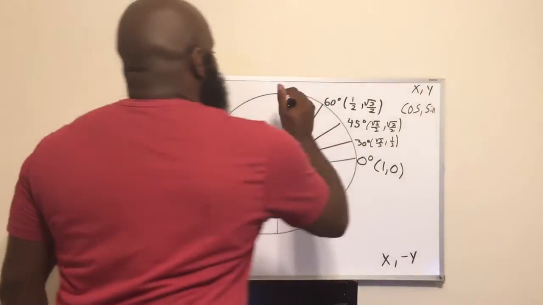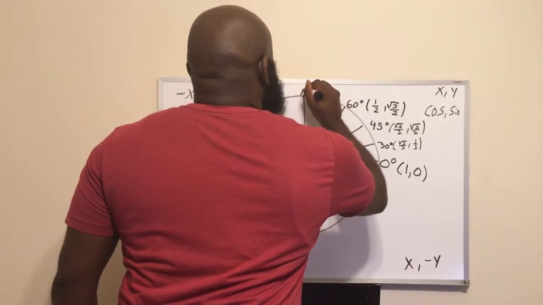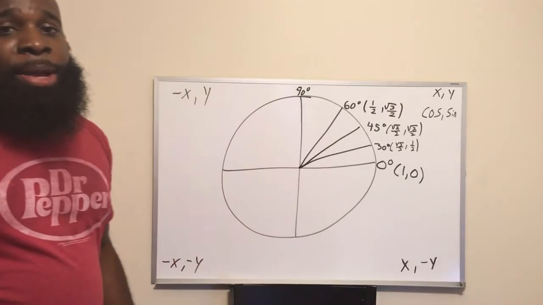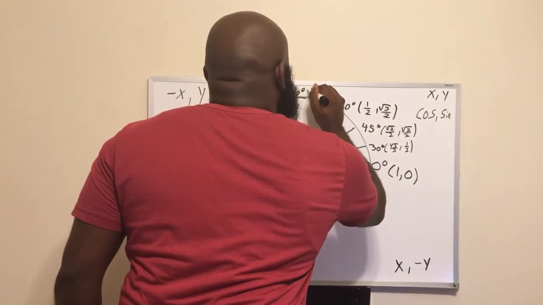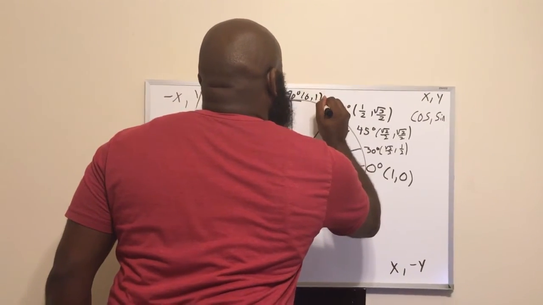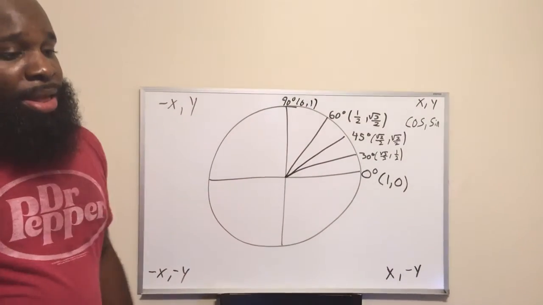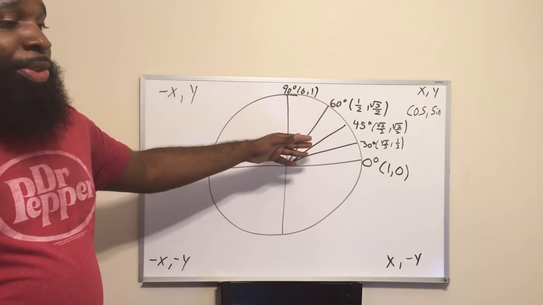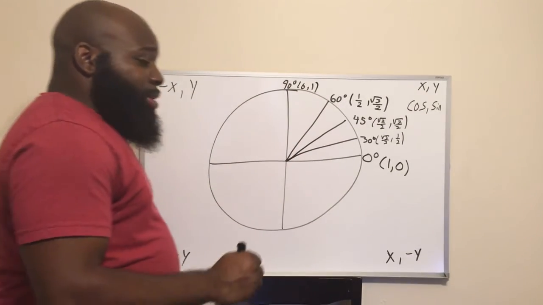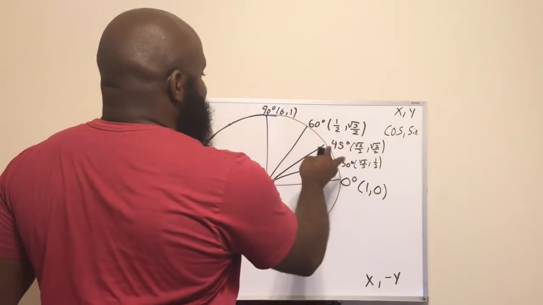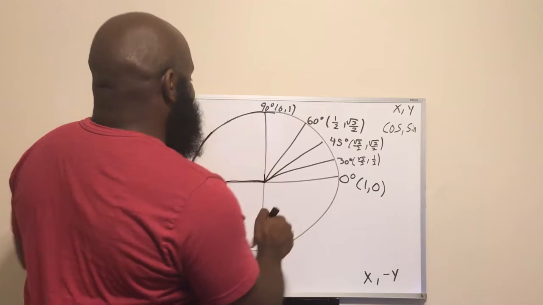Then we have 90 degrees right here. At 90 degrees, your cosine is 0, but your sine is 1. So that completes the first quadrant. Now we're on the second quadrant.